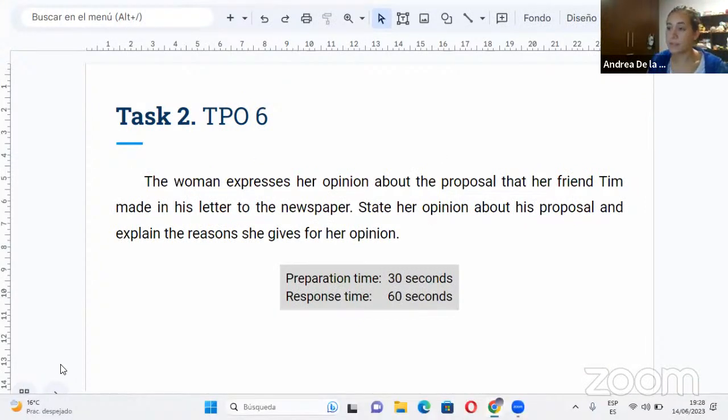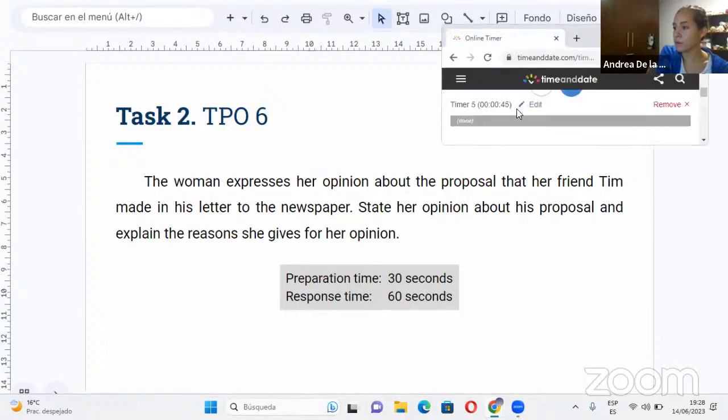Now, the woman expresses her opinion about the proposal that her friend Tim made in his letter to the newspaper. State her opinion about his proposal, and explain the reasons she gives for holding that opinion. Now you will have 30 seconds to prepare your responses.